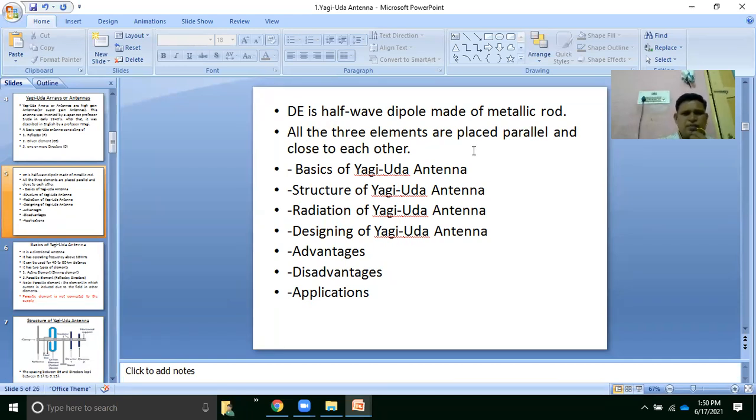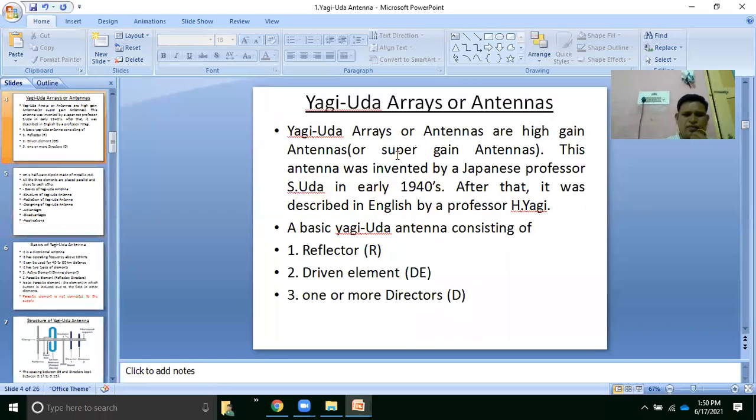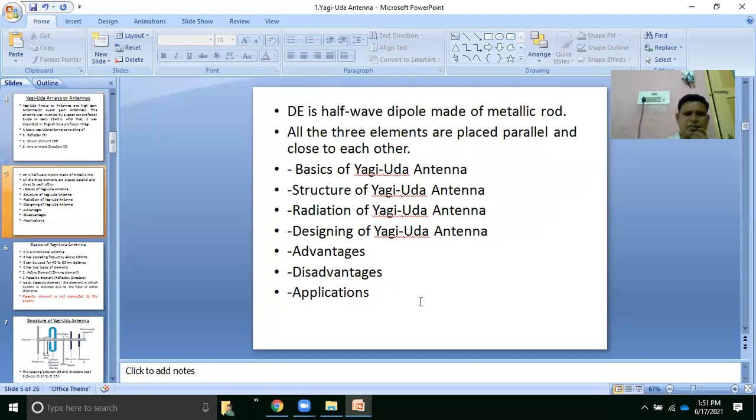All three elements are placed parallel and close to each other. In designing this Yagi-Uda antenna, what are the three elements? One reflector, one driving element, and one or more directors. They are placed parallel and close to each other.